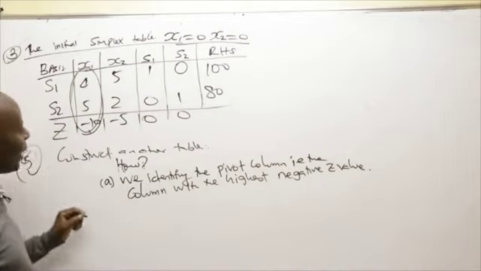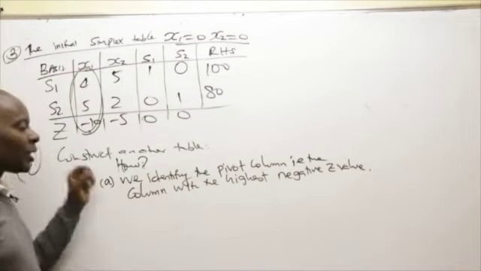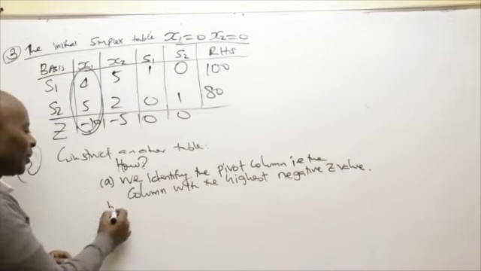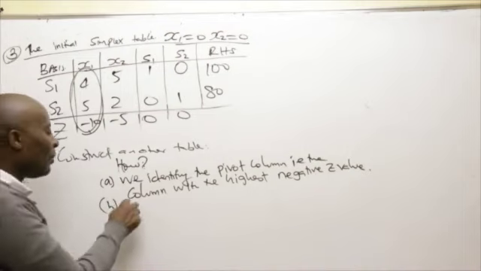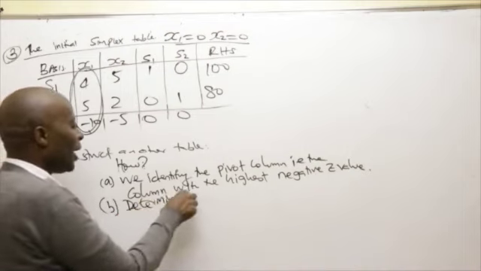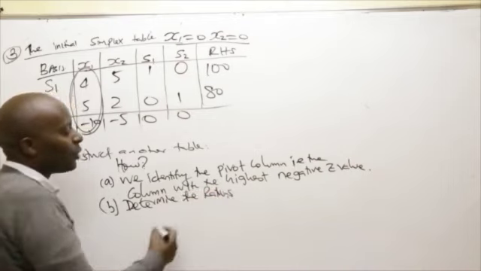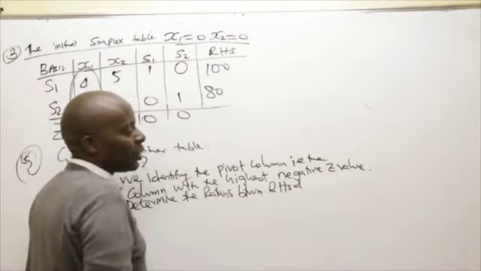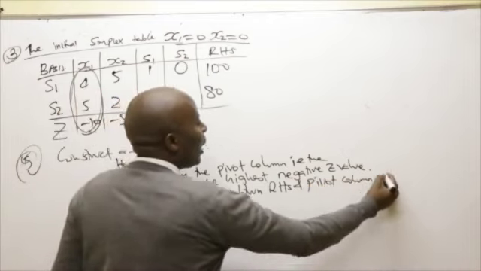Now, ladies and gentlemen, I would want you to understand this very well. We've been able to identify the pivot column, which is the column with the highest negative Z value. Step number 2, for us to be able to draw another table, is to determine the ratios. You determine the ratios between the RHS and the pivot column elements.